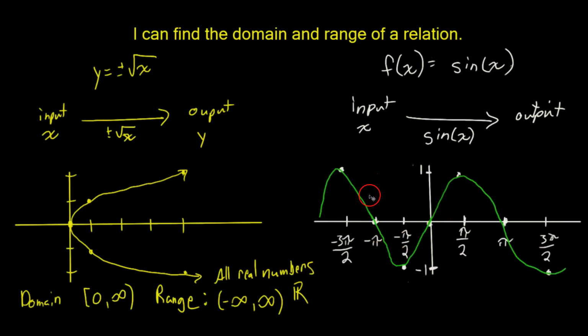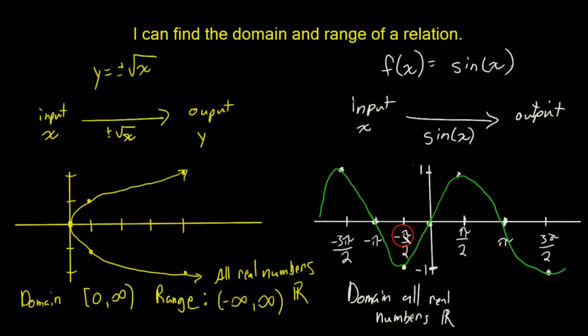So we see that all possible inputs, this is just going to keep going up and down forever and ever, and it's never going to stop. It's going to keep going over here to negative infinity, and keep going over here to positive infinity. So the domain is all real numbers because anything can be put into it. All real numbers. Or again, you could do negative infinity to positive infinity, or use that blackboard R right there.